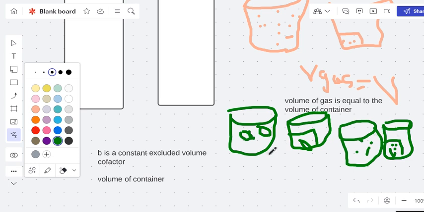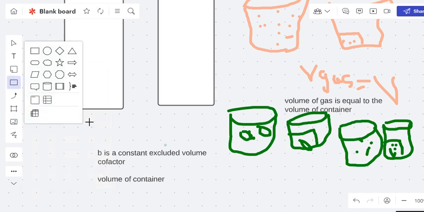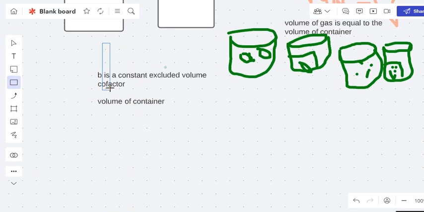What's volume? Volume is basically free space which the gas can occupy. Gas can easily spread through the unoccupied space, right? So B is excluded volume. Now I'm going to talk about the significance of B and the unit of B, right? So for that we need to move down. Let's move down.